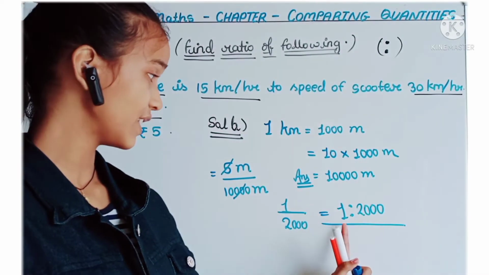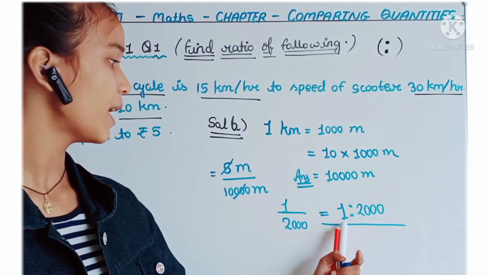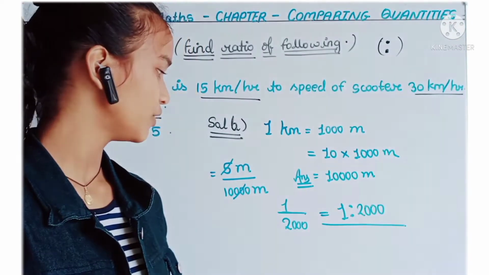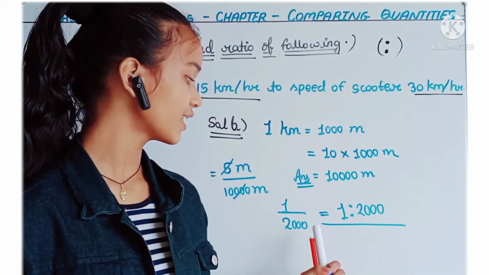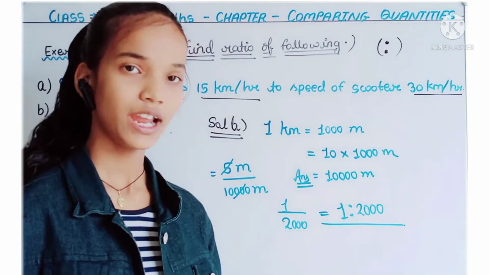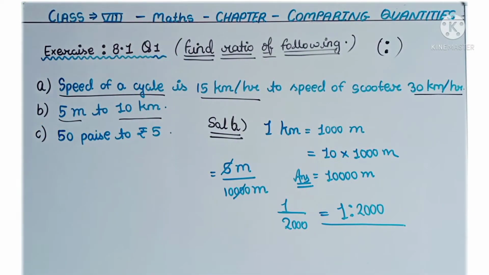The numbers here can be large; that doesn't matter. For example, here there is 1 and here 2000. If you think the answer is wrong, then you are wrong, because the answer is correct. 1 upon 2000 will be 1:2000, because we can't change them. The answer of the question will be the same. Now let's come to the next part of this question.